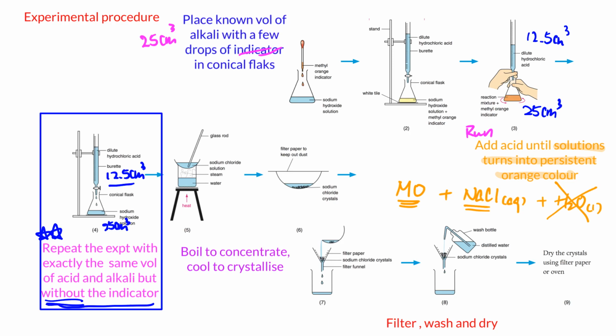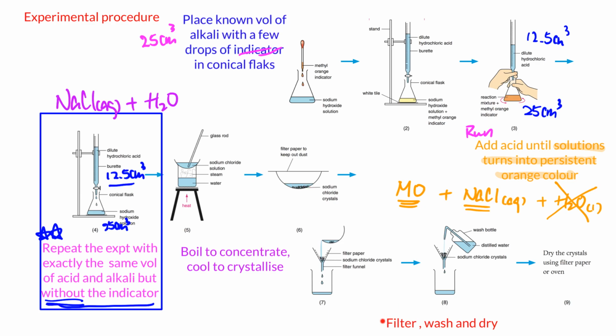After that, this time you will have a colorless solution which contains the sodium chloride and also water. So what you need to do next is just boil off the water, or just concentrate the solution, and then we can use crystallization, filter, wash, and dry. So basically, the next step will be very similar to the previous videos. Boil to concentrate the solution, cool to crystallize, and then forming some salt here.